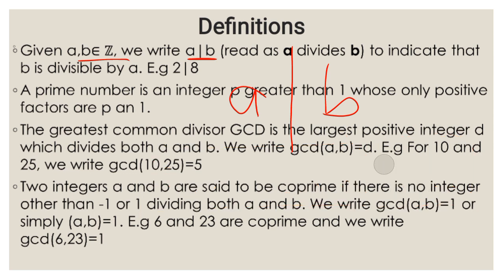So we say A divides B to indicate that B is divisible by A. Okay, for instance, 2 divides 8. Is that true? So 8 is divisible by 2.